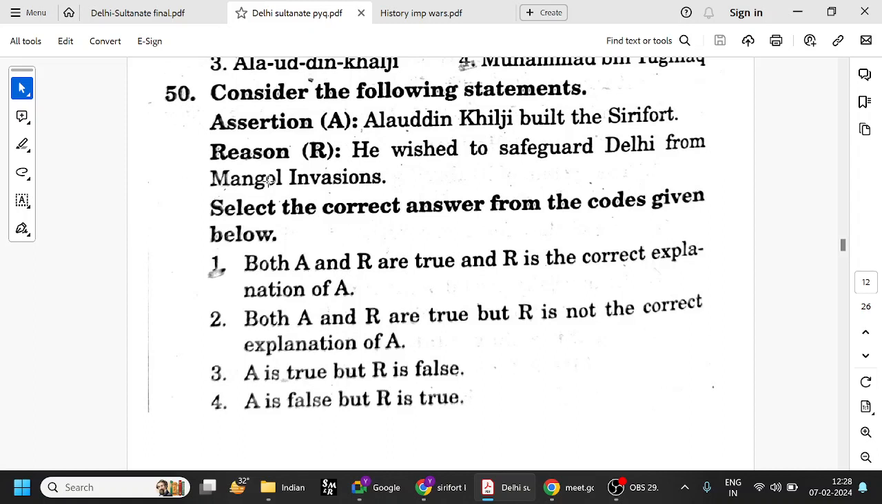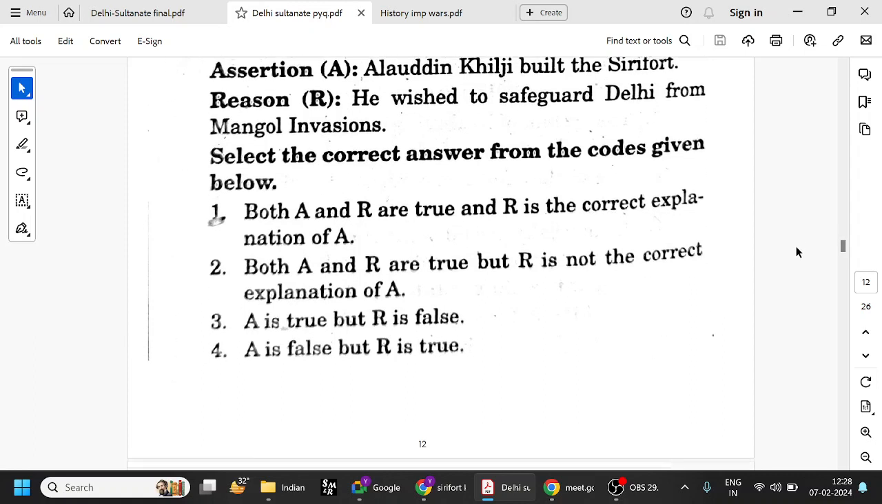He wished to safeguard Delhi from Mongol invasions. That is true. At that time Mongol invasions were very prominent in that region, but he safeguarded Delhi from the Mongol invasion. Okay, and he built the Siri fort in order to protect from the Mongol invasions. So that is also what this is saying. So try to remember all that.